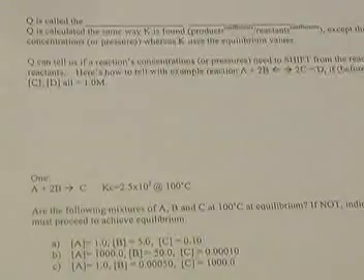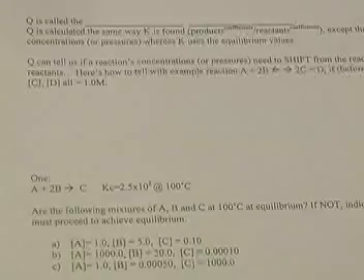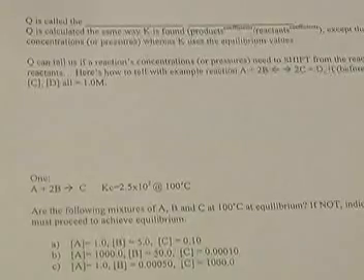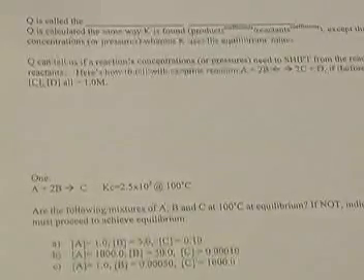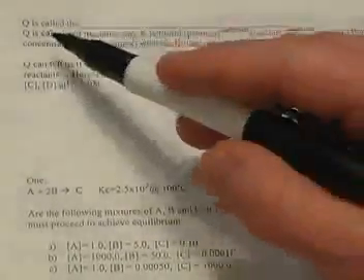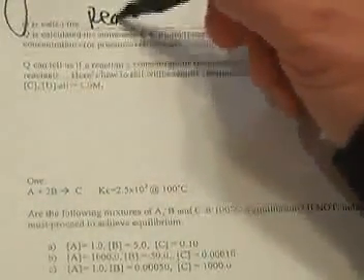Last part of this video cast, we're going to talk about how we can use this setup of products divided by reactants to the power of their coefficients, even though we're not at equilibrium, to help us determine what we would need to do to approach equilibrium. This is called calculating Q, and Q is called the reaction quotient.